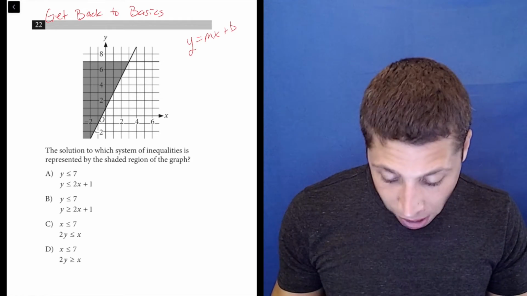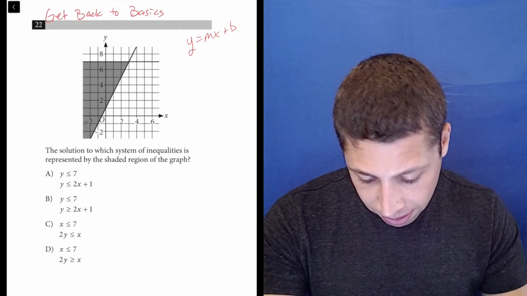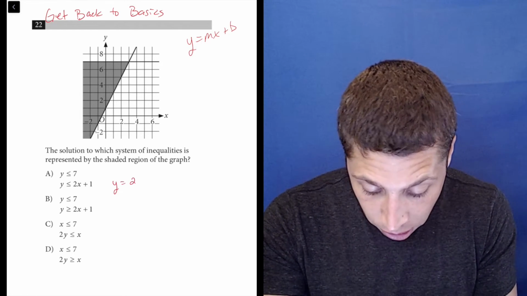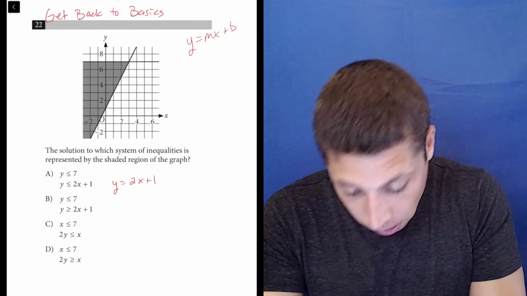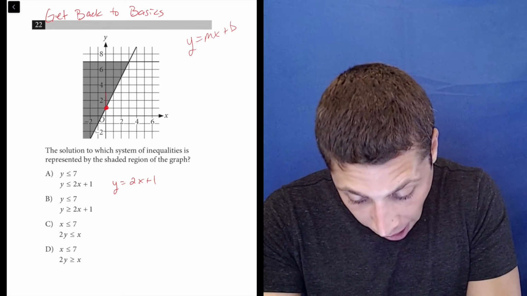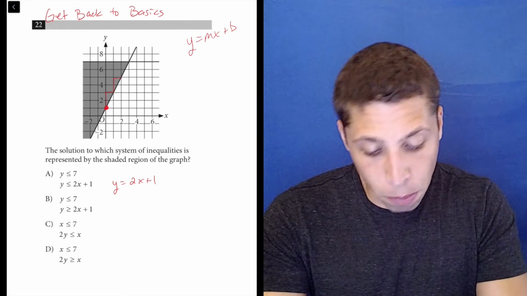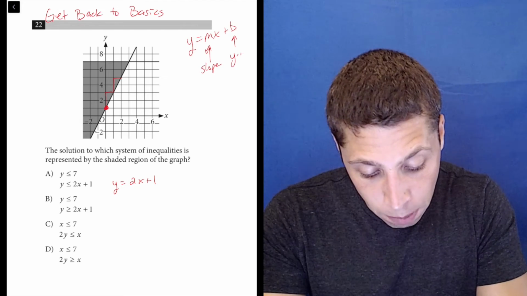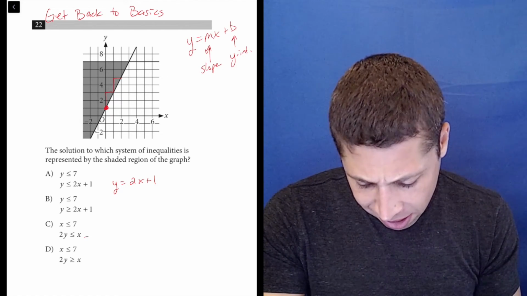So if we look at the answer choices, we can see that we've got some lines. We can worry about the x and the 7 one in a second, but we can just use this one, y equals 2x plus 1. Is that what's graphed? Well, the y-intercept, the b, is 1, and then the slope is rise 2 over 1, right? So slope is my m, and b is my y-intercept. Checks out.